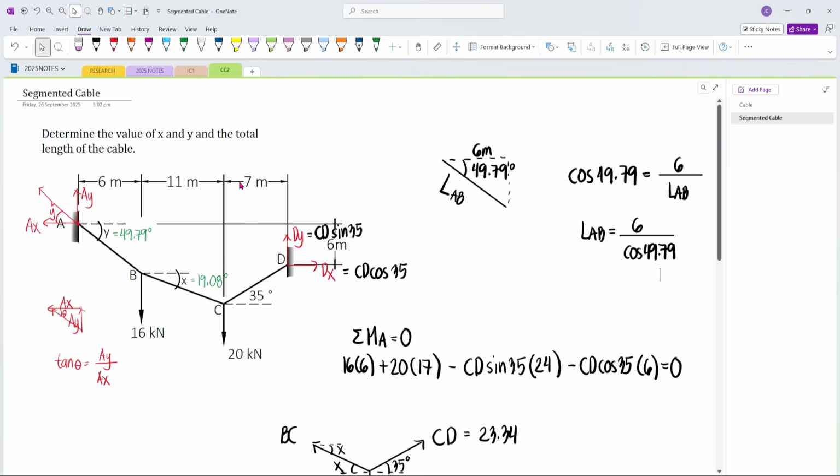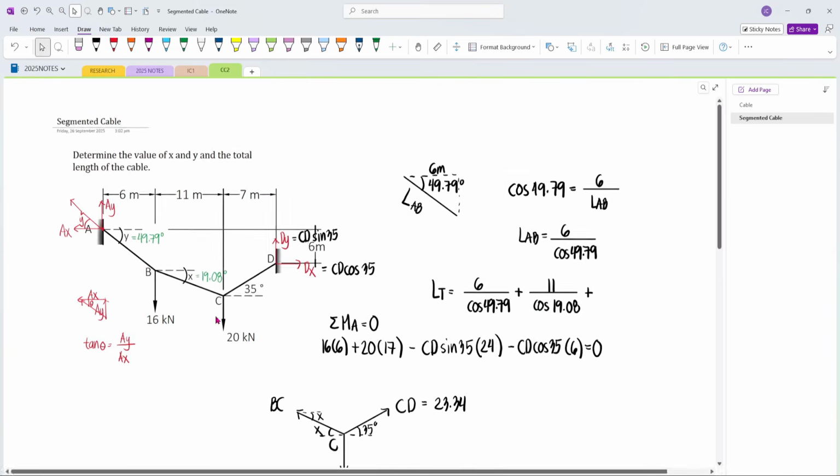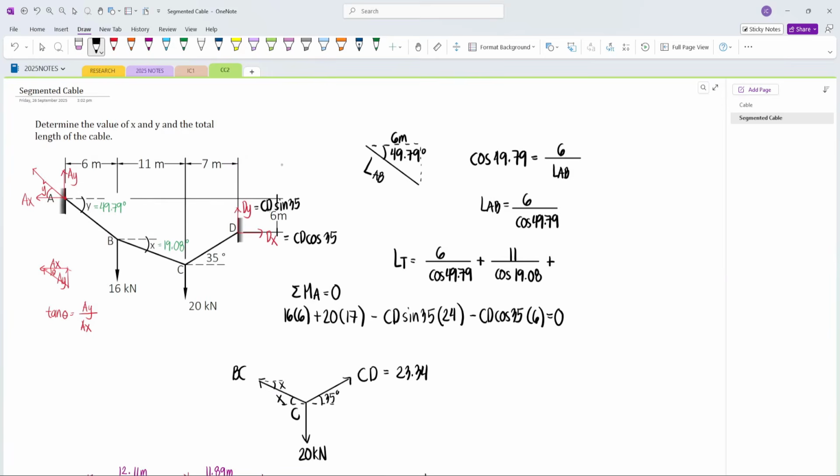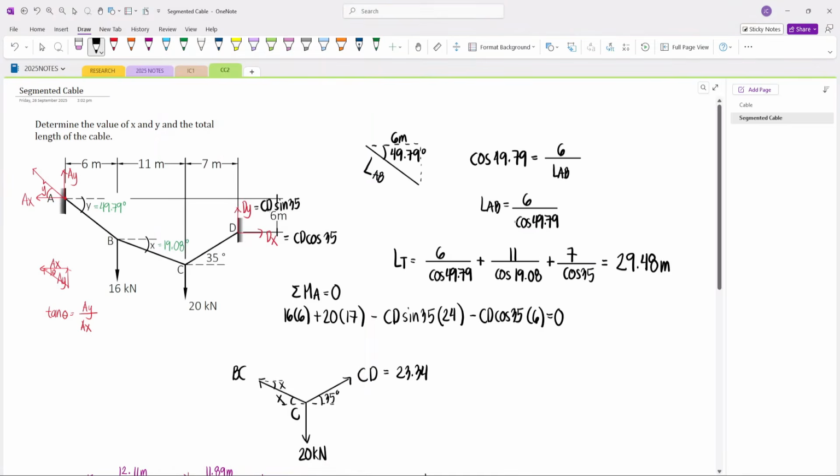Then, for CD naman, 7 divided by cosine 35. So, the total length would be equal to this value, length of AB, then plus 11 meters divided by cosine 19.08, then plus ito, 7 divided by cosine of 35. Ayan. So, this will give us 29.48 meters. Ito yung total length ng cable.